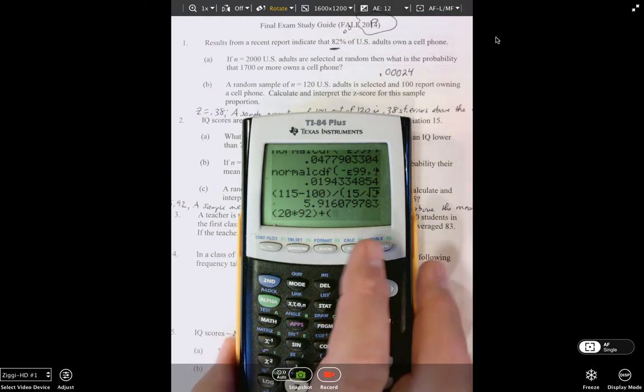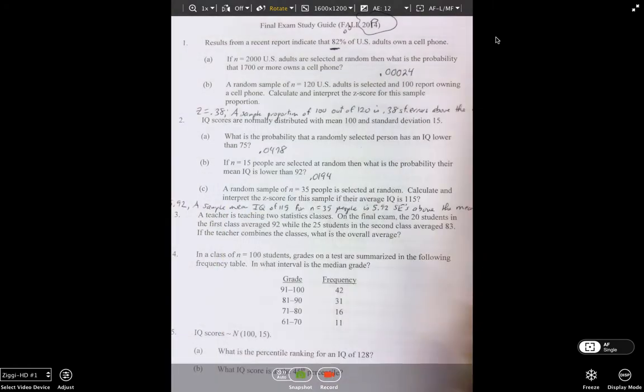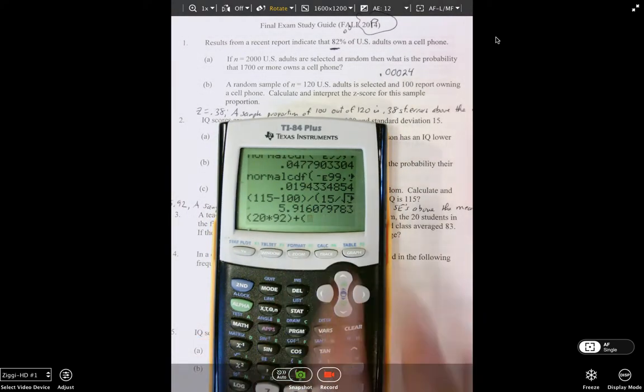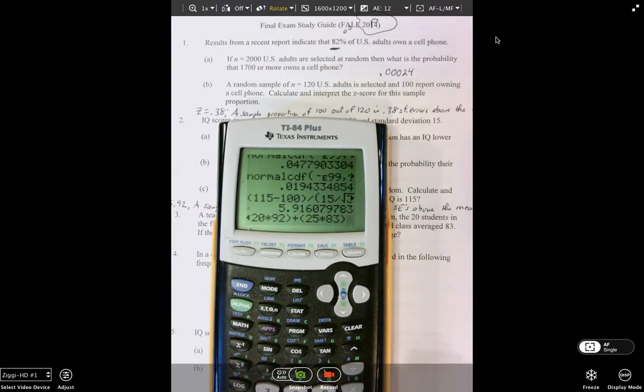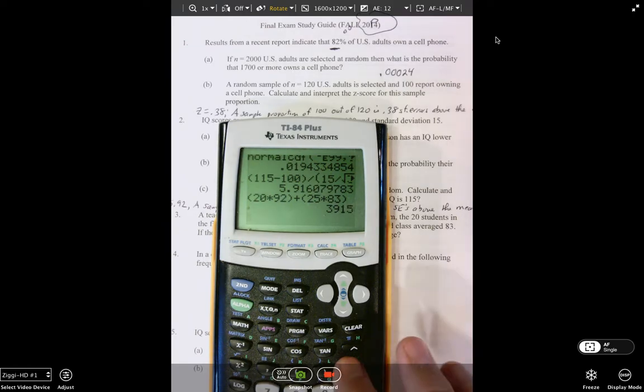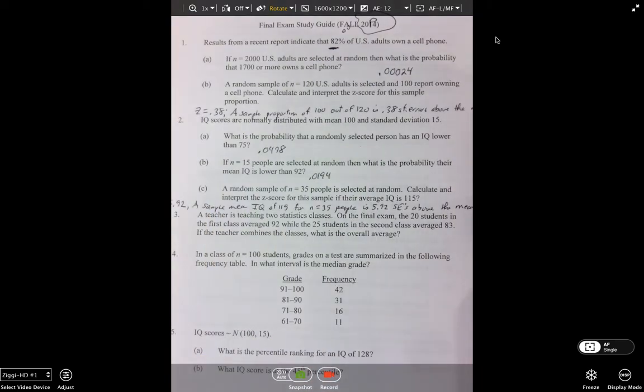Plus 25 times 83. And I want to get that answer. So the sum of the scores for both classes is 3915. Then I want to divide by the sum of the two sample sizes.